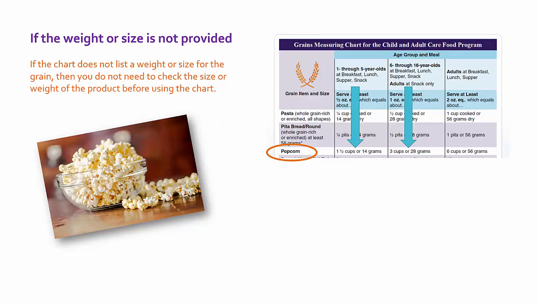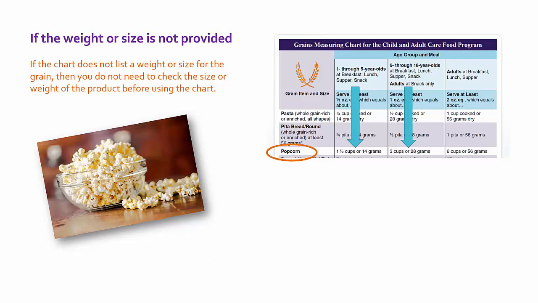Now what happens if the weight or size is not provided? If the chart does not list the weight or size for the grain, then you do not need to check the size or weight of the product before using the chart, okay? So let's use popcorn, for example. If you look at popcorn in the chart, it does not list a weight or size.